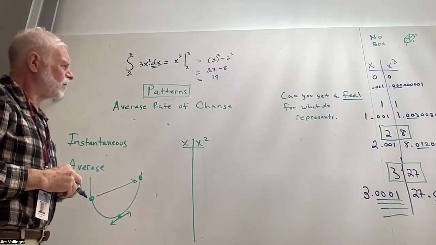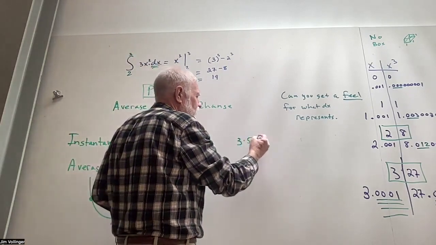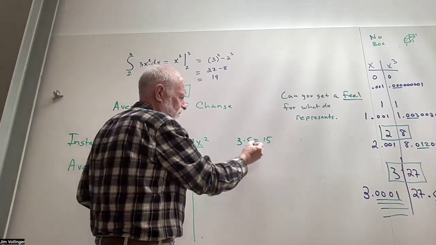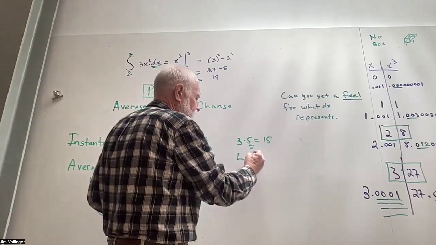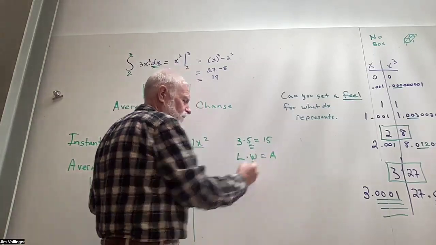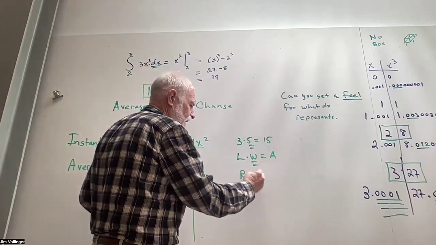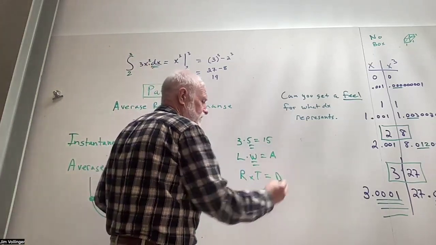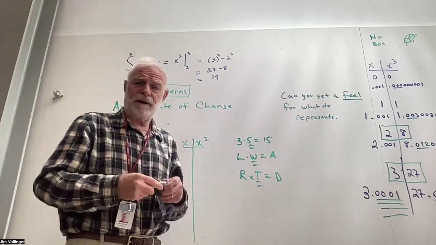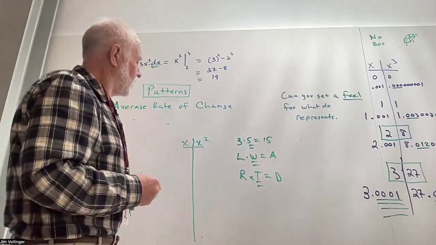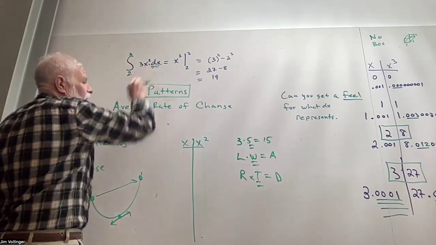Well, I think I could pose a question to you. 3 times 5 is 15. Well, where'd that 5 go? Length times width equals area. Where'd that width go? Rate times time equals distance. Where'd the time go? And I think this is actually a product.